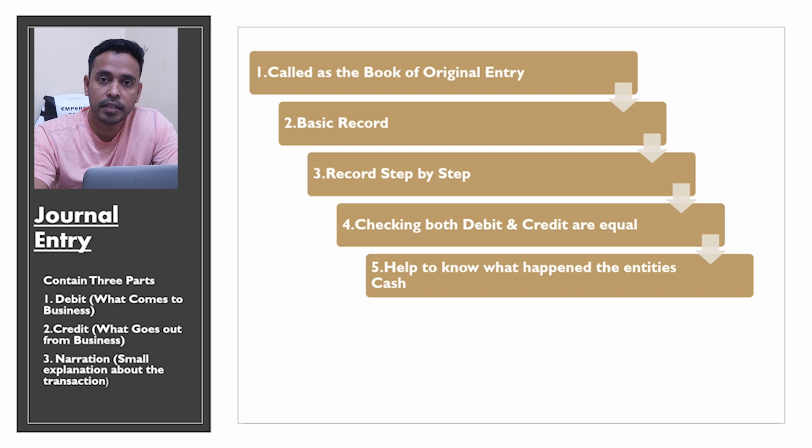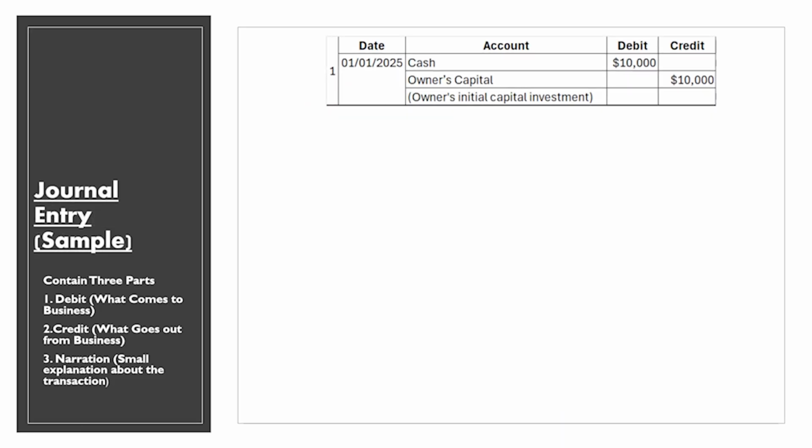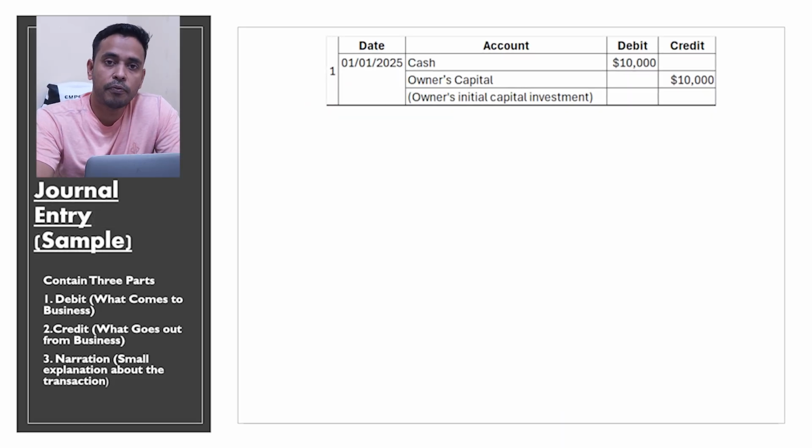The journal entry contains mainly three parts: debit, what comes into the business, and credit, what goes out from the business. The narration is a short story about the transaction. And we have to apply the golden rules for each transaction or journal entry. Here we have 5 examples, so we can look into them one by one.